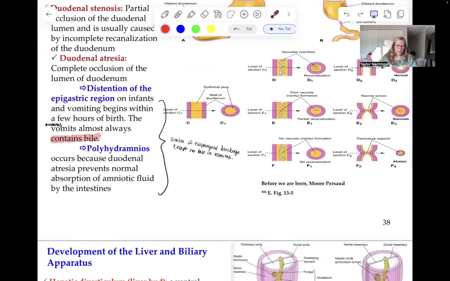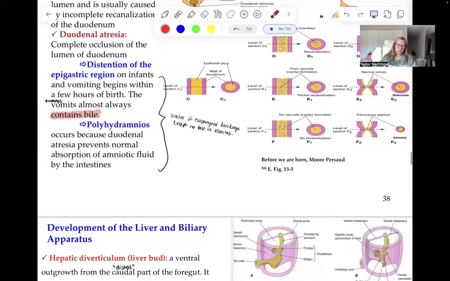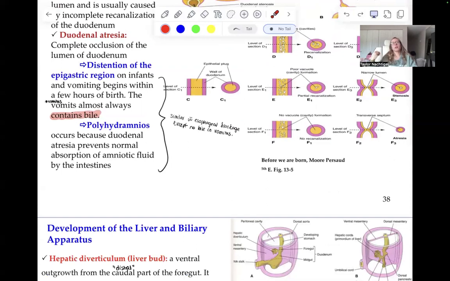Same issue here, polyhydramnios, because of the reasons I've already been over. The amniotic fluid cannot be absorbed into the baby and therefore cannot be dumped through the placenta into the mother to be excreted.